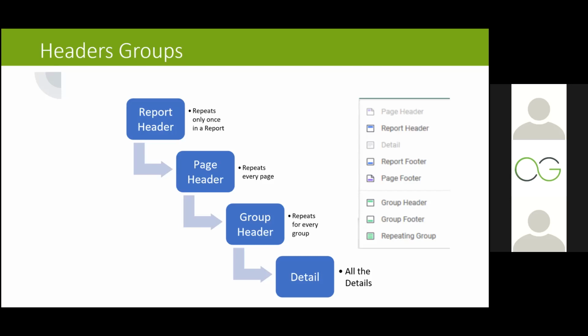Then there is something called a page header. You can use this in every page of the report. There is a group header. Based on your grouping, let's say you want to group on the site or the vendor or some dates, and you want to repeat for every group. That becomes your group header.